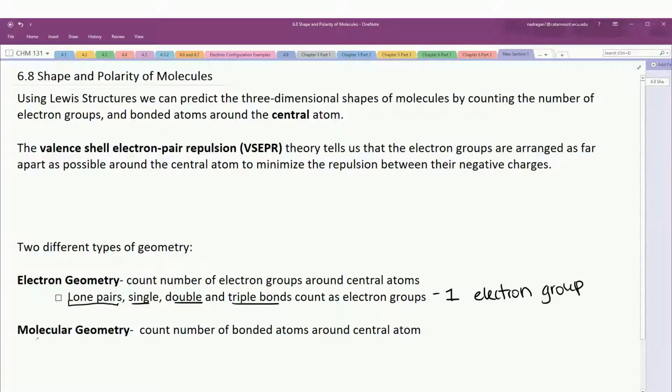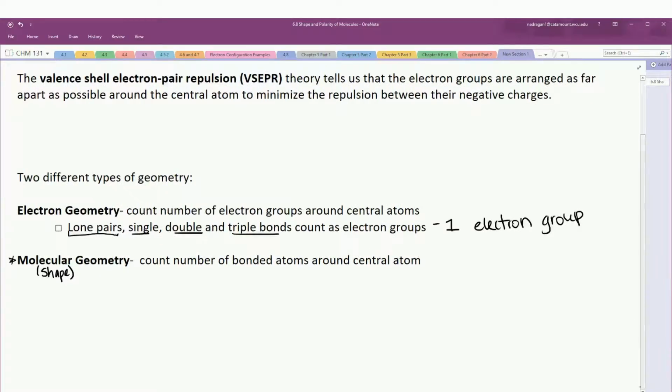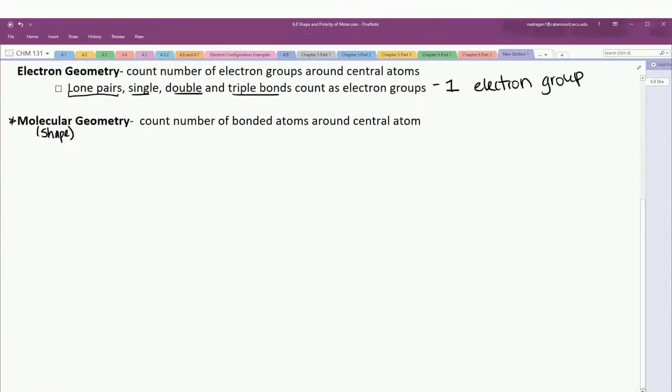Your book calls this the shape of the molecule. They don't call it molecular geometry, but this is the term that I'm used to, so that's the one that I'm going to use. But if you look in your textbook where it talks about shape, that is the same as molecular geometry. So it's just the number of bonded atoms around the central atom. So it's really just looking at both.